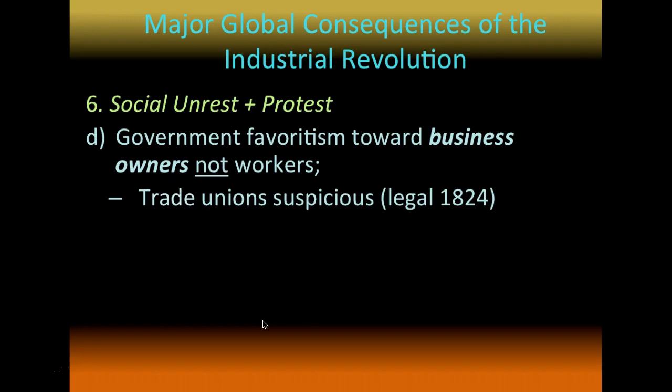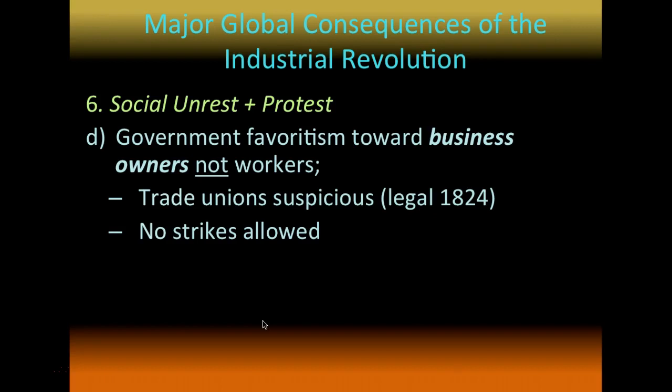So trade unions were considered suspicious but finally made legal in 1824. However, if people were striking, they would get beaten up by police. You weren't allowed to strike. This is kind of amazing to think about, but literally there are pictures of young girls, 14-year-old girls who go on strike, and there are police beating these girls up because they are not allowed to strike.